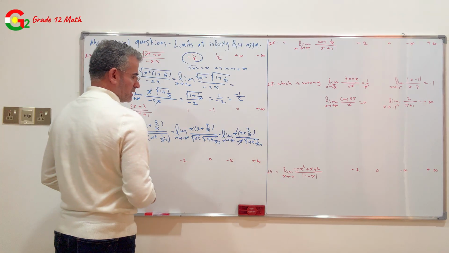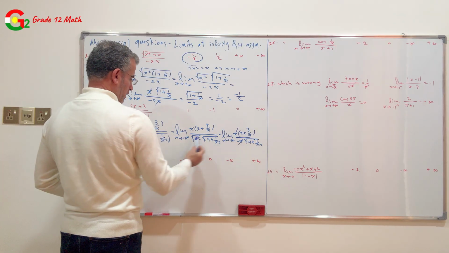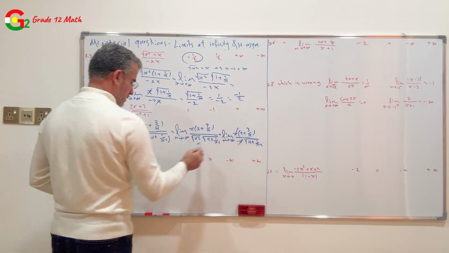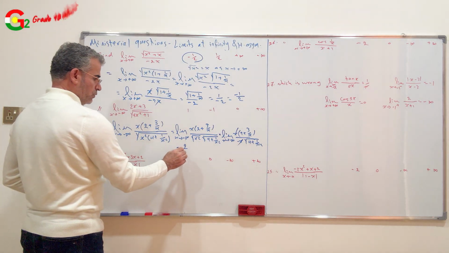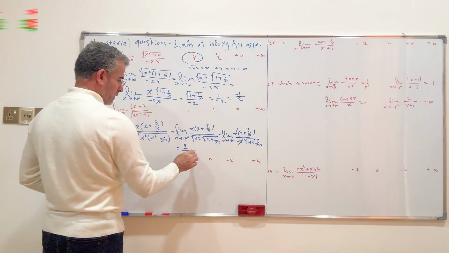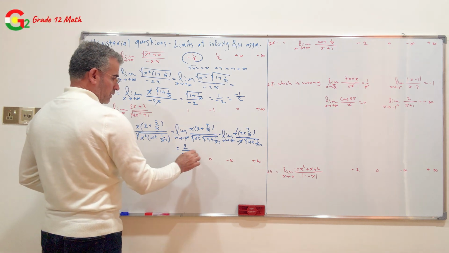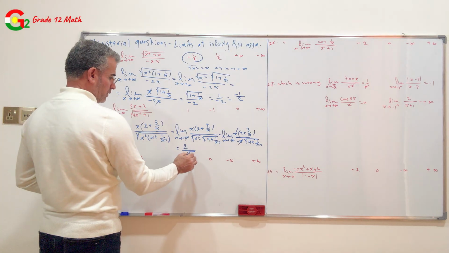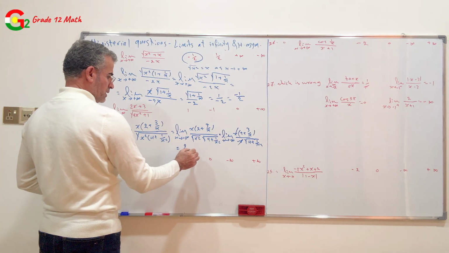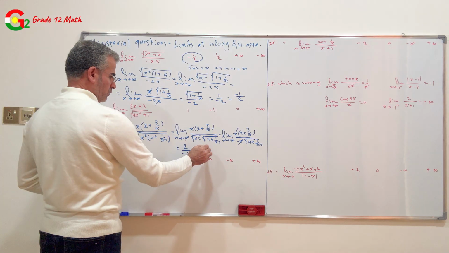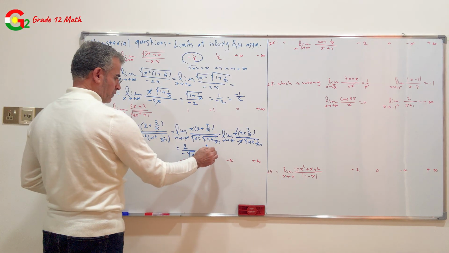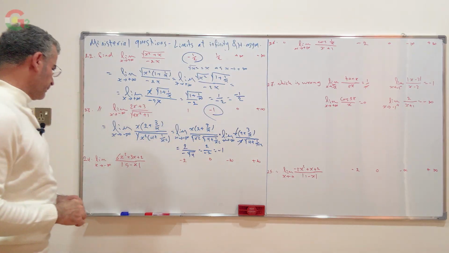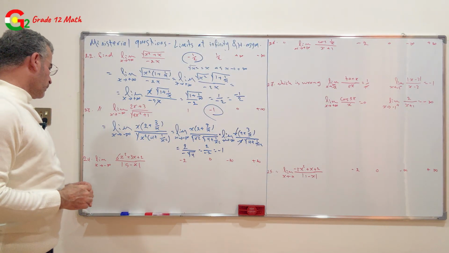Reduce x with x, and substitute x with negative infinity. 3 over negative infinity is 0, so 2 plus 0 is 2, over negative the square root of 4 plus 1 over negative infinity squared, which is 0. 4 plus 0 is 4. Therefore, the answer will be 2 over negative 2, which equals negative 1. Choice B.